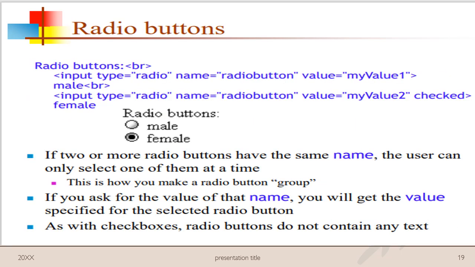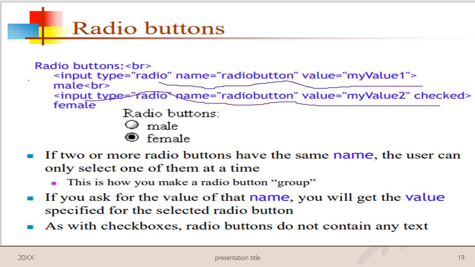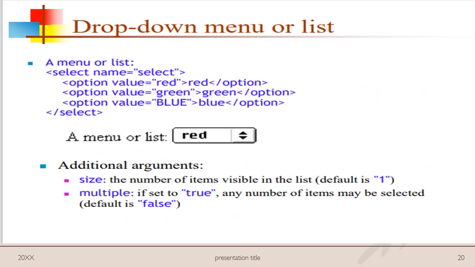Radio buttons. Input type equals radio, name equals radiobutton, value equals myvalue1, male, and BR. Input type equals radio, name radiobutton, value equals myvalue2, checked, and female. This will help us select one option within the given options. As we can see here, radio buttons male or female, here female has been selected. If two or more radio buttons have the same name, the user can only select one of them at a time.